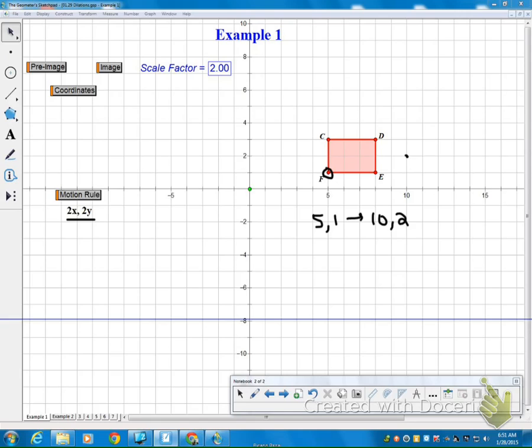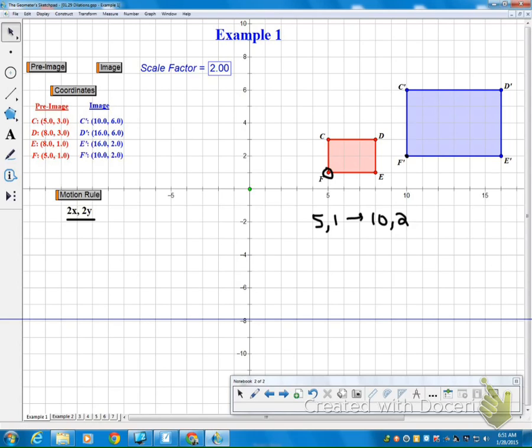So let's go ahead and take a look at our dilation and see what we look like. Well, I got my F prime. Let's take a look at our coordinates. So here we see F. I went from 5, 1 to 10, 2. So we nailed it with our dilation according to the motion rule. And if you look at everything else, 8 to 16, 1 to 2, 8 to 16, 3 to 6, 5 to 10, 3 to 6. So all we're doing on a dilation, in this case, since our scale factor is 2, is taking our coordinates and multiplying both of them by our scale factor.